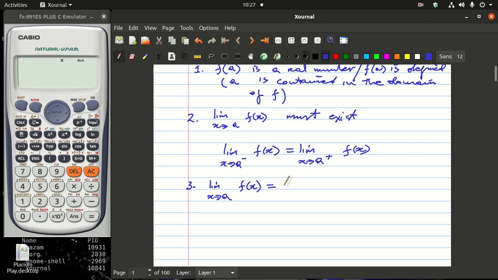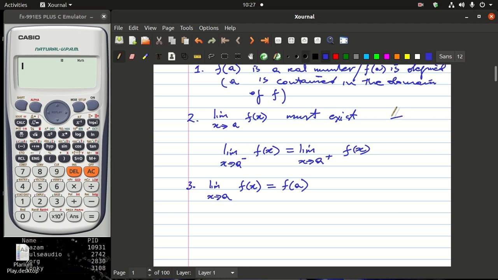So we must actually get f of a. If you look carefully at these three functions and these three conditions, they are just saying that when I am drawing this function from the left of a to the right of a, I must draw this function without lifting my hand.